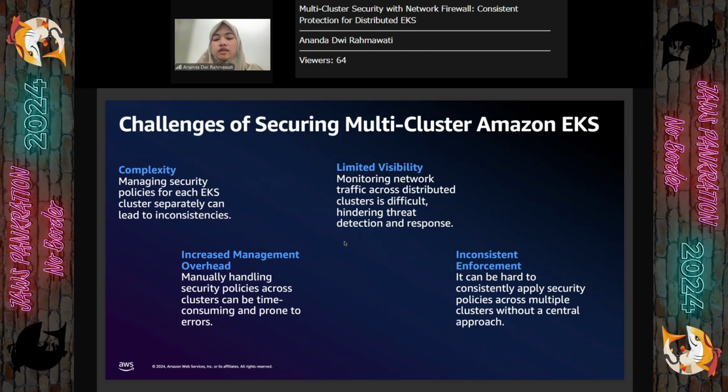The fourth one is inconsistent enforcement. It can be hard to consistently apply security policy across multiple clusters without a central approach. Yeah, we may need to use automation tools also to apply consistent network policy between each of the clusters, because if we put the wrong policy, the clusters will be unable to communicate with each other. Yeah.